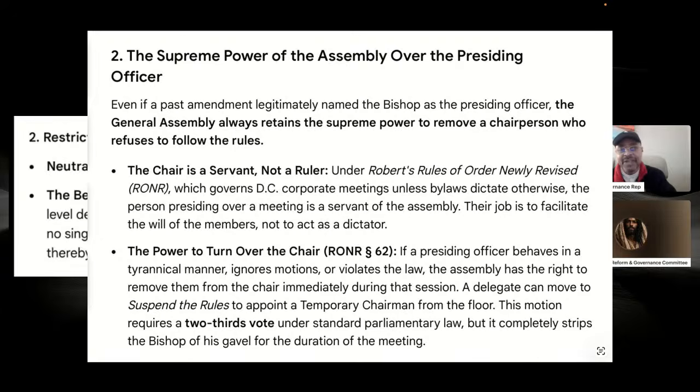The person presiding over a meeting is a servant of the assembly. Their job is to facilitate. Y'all see what it says here? The one presiding, their job is to facilitate what? The will of the members. Not to act as a dictator.